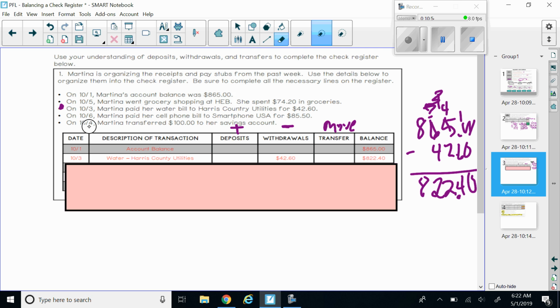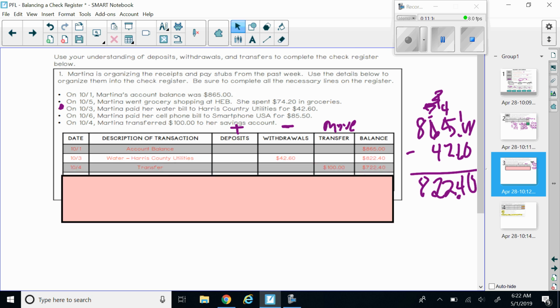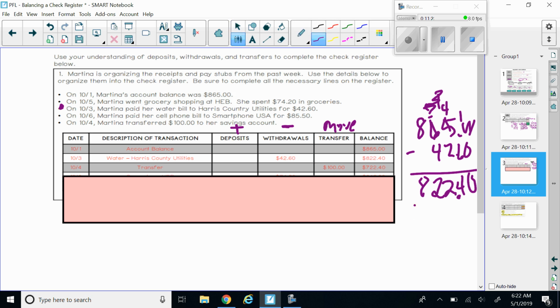Well, the next thing was 10-4. And on 10-4, it says that she transferred money, $100, to her savings account. So she's going to save some money. Maybe she's going on a trip. So that's going to go in the transfer aisle. Okay, so you write the date. You write what it is. It's a transfer. How much money it is. And then, guys, you've got to come over here and you've got to add to find your new balance.